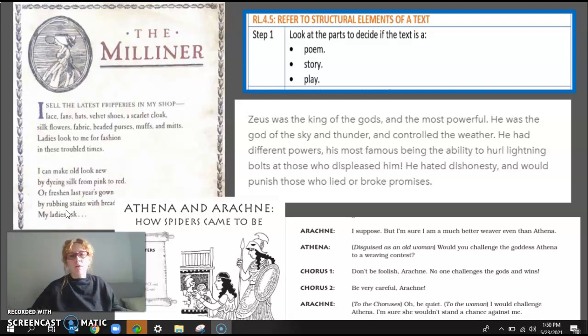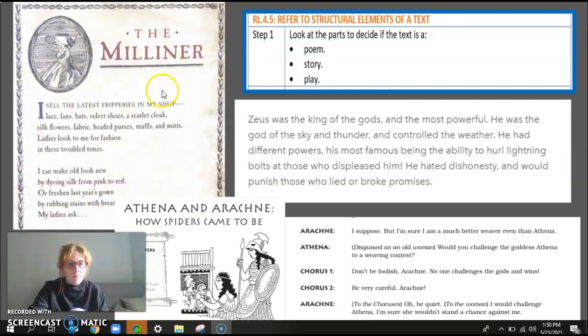All right, so I'm going to go ahead and get started, and I'm going to go to step 1. I have to decide if the text is a poem, a story, or a play. I have to look at my different genres. Well, here I have some examples of different genres.